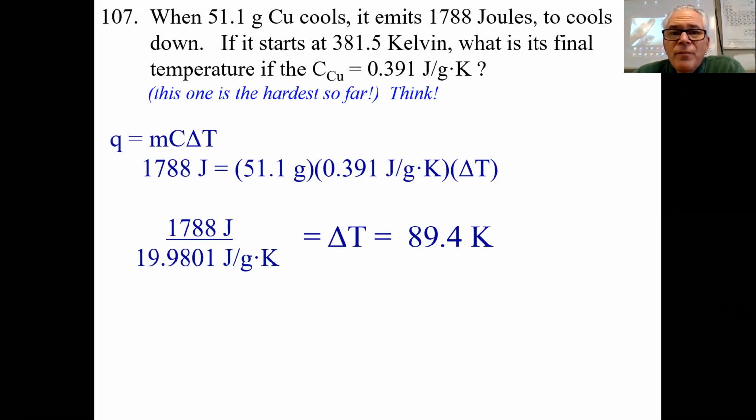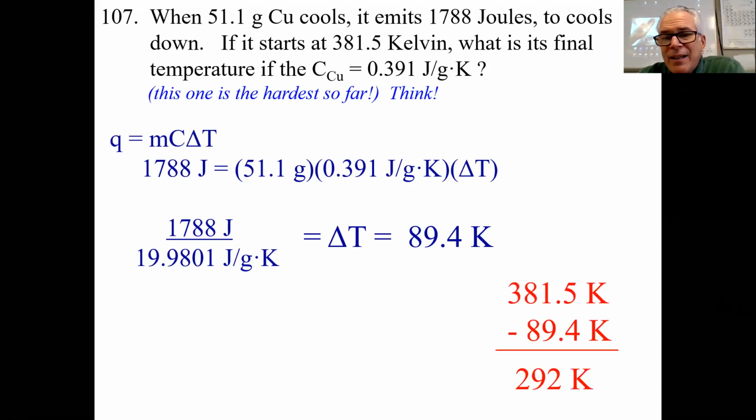What is the question? What is the final temperature? Well, if the starting temperature is 381.5 and it cools down by 89.4, that means the answer is going to be 381.5 minus 89.4, and that's going to be 292 Kelvin.